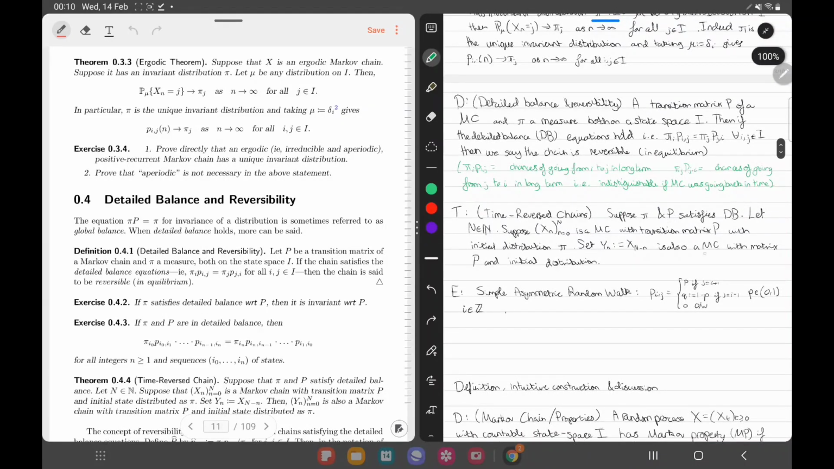theorem says. Suppose pi and P satisfy detailed balance, then if you let it run backwards, it's the same Markov chain with the same stochastic matrix P and initial distribution. So yeah, it's exactly the same thing.